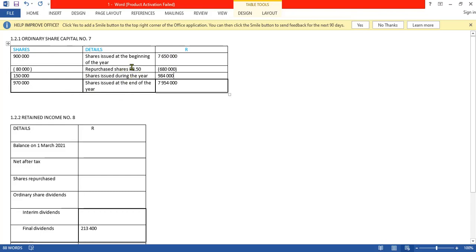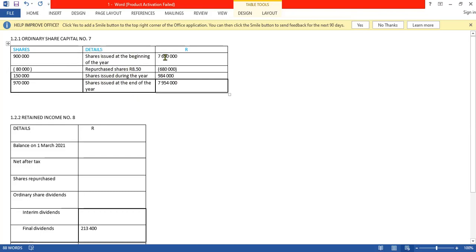So let me say we were not given any info about the price of the repurchased shares. So we were going to say 7,650,000 divided by 900,000, and that will be our price per share for repurchased shares. That will be 850. So meaning they are the same, right? Then it simply shows that we are finished preparing our note, which is note number 7, ordinary share capital.